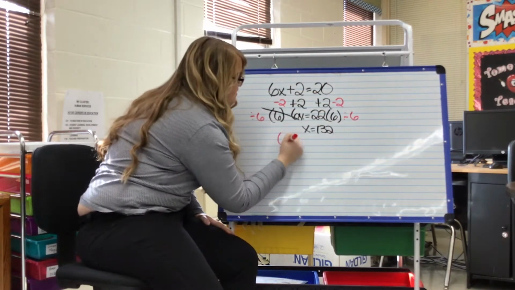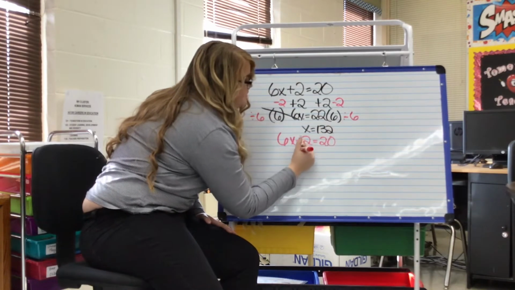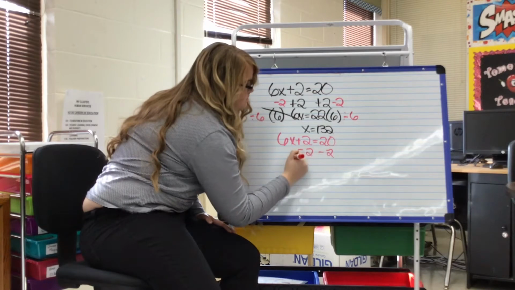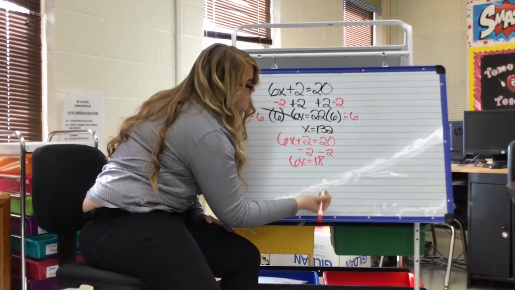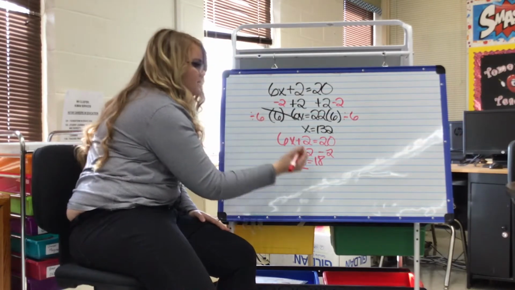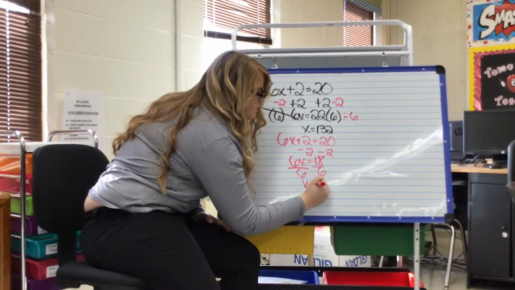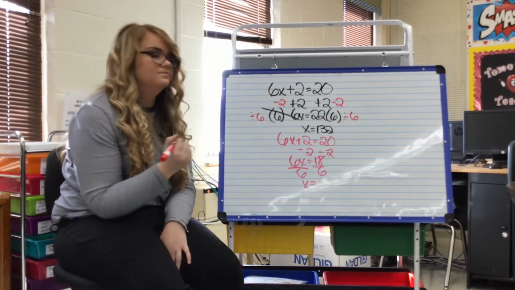So it should have looked like this. I was supposed to subtract 2 on each side. Then I would get 6x equals 18. Then we divided. And 18 divided by 6 is what? 3.